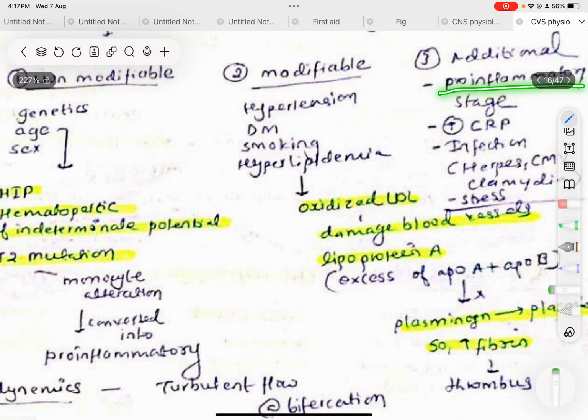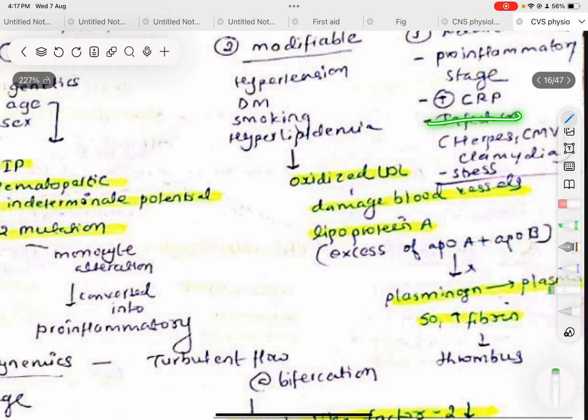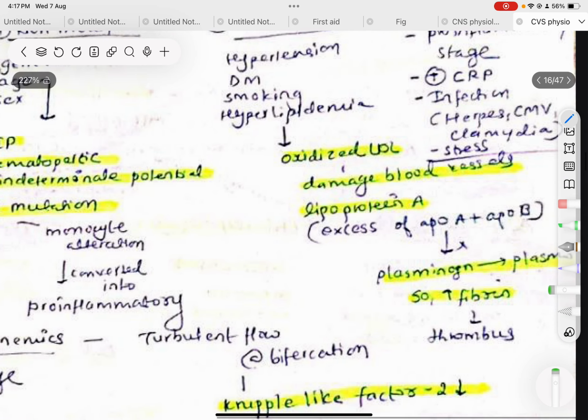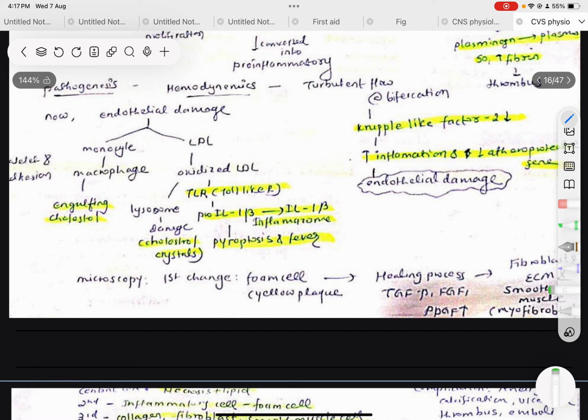Now additional risk factors are pro-inflammatory state, increase in CRP, infections like herpes, cytomegalovirus, chlamydia, and increased stress also. Now the pathophysiology part. So if there is a turbulent blood flow, it will cause increased risk of atherosclerosis, because endothelial damage will be there. How? Let's see how this turbulent blood flow will cause endothelial damage.